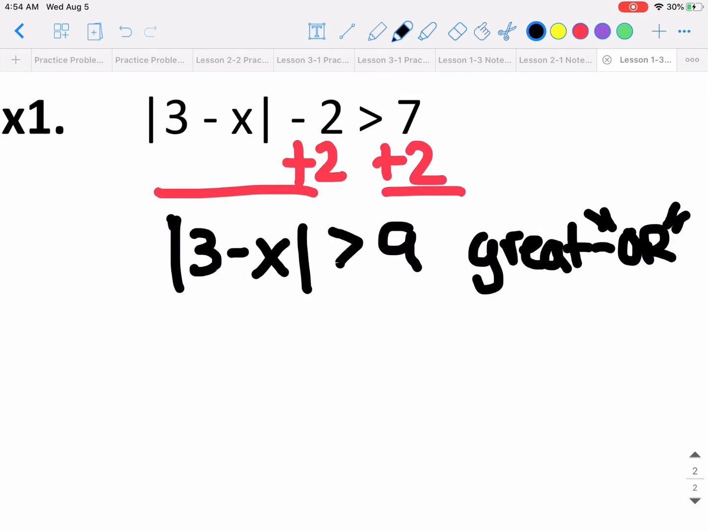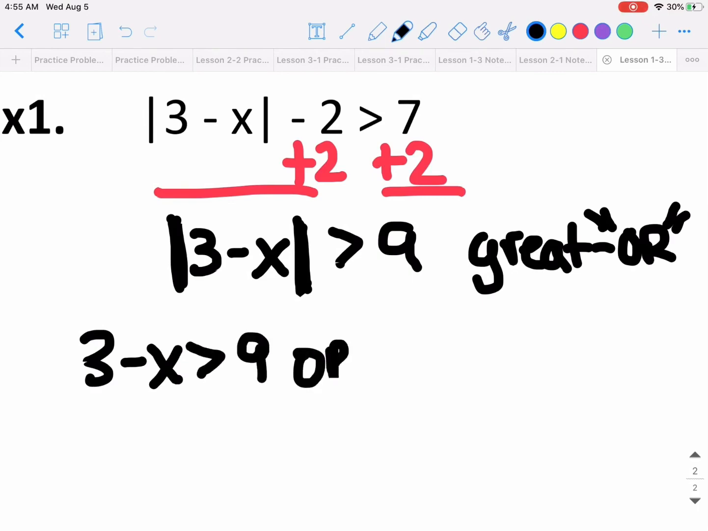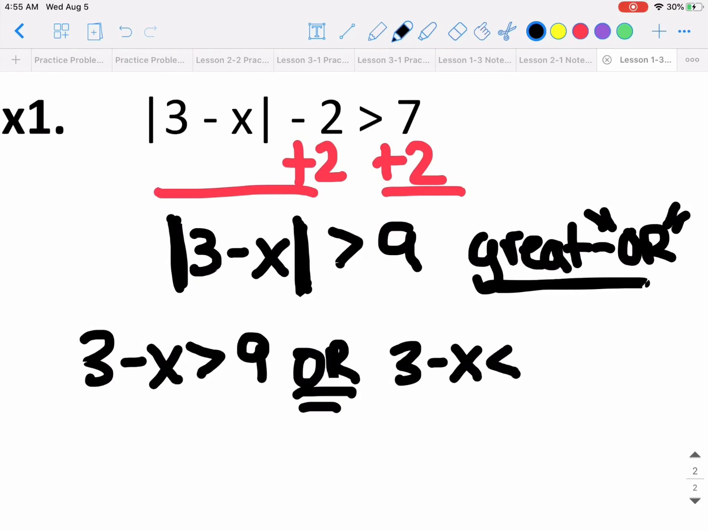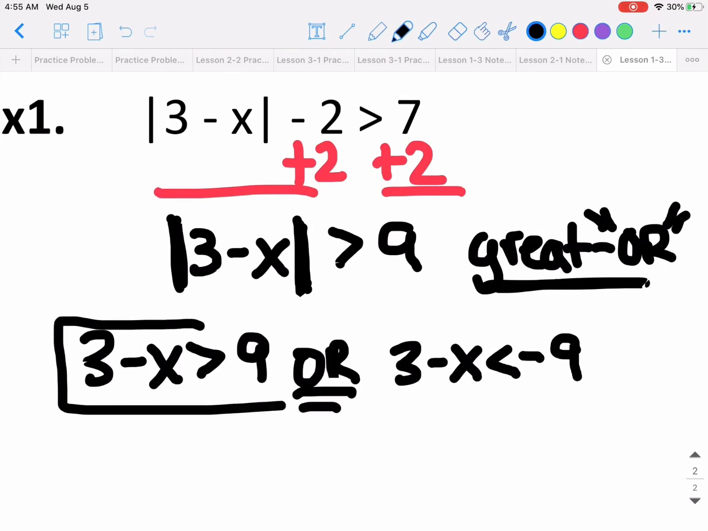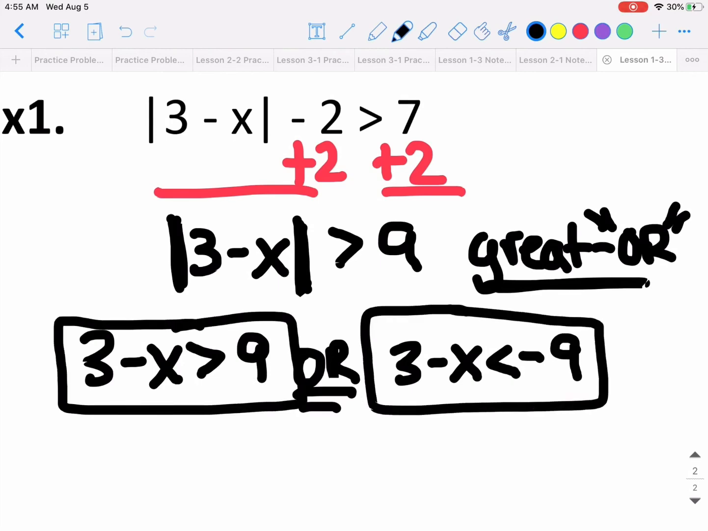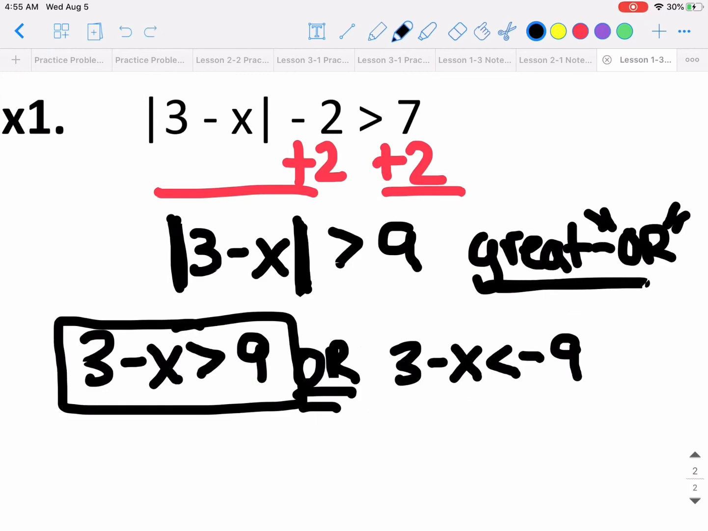So for the first inequality, all I'm doing is dropping the absolute value bars. I'm going to have 3 minus x is greater than 9, or, because I have greater than, I'm going to write 3 minus x is the opposite of greater than, so less than, and the opposite of 9, so negative 9. These are my two inequalities. These are the two inequalities that I'm going to solve.